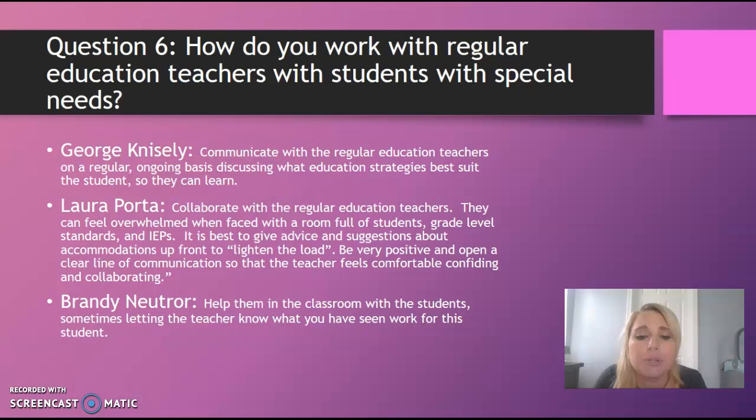Laura Porter, the teacher, she mentioned again the collaboration. Something that she brought up that I found to be beneficial was that sometimes the general education teacher can feel overwhelmed with all of the IEP lingo, and her job, she feels, is to lighten the load of that teacher and just be that person to confide in and ask questions to.